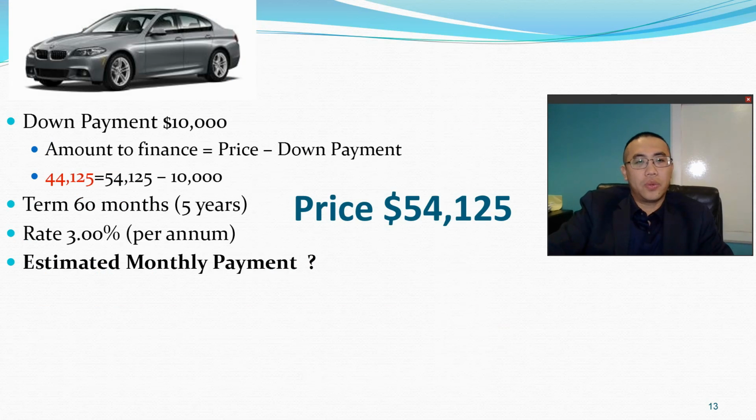Okay, so how do we get the monthly payment? So first of all, you should know that when you borrow money, you do not borrow the full price of the car, which is $54,000. You are only borrowing the price minus the down payment. Since you already put in $10,000 of your own cash, you just need to borrow the rest, which is $44,125. Does that make sense? All right, and then you try to estimate the monthly payment based on the amount you borrow, $44,000.